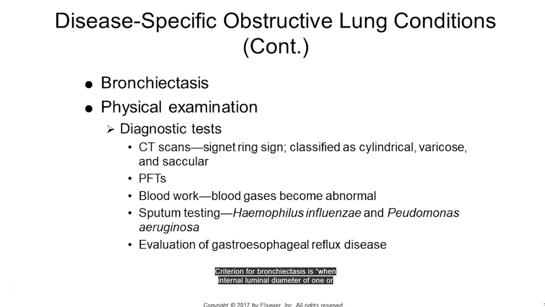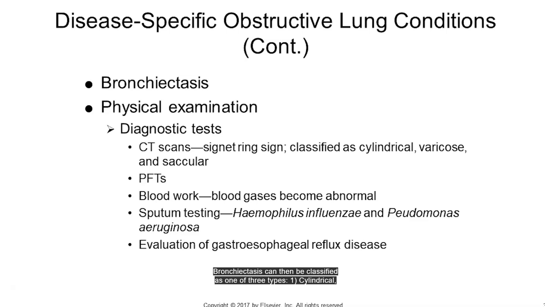Criterion for bronchiectasis is, quote, when internal luminal diameter of one or more bronchi exceeds the diameter of the adjacent pulmonary artery, end quote. This finding is called a signet ring sign, where the artery looks like a quote-unquote jewel attached to the dilated bronchus, the ring. Nodules may also be present.